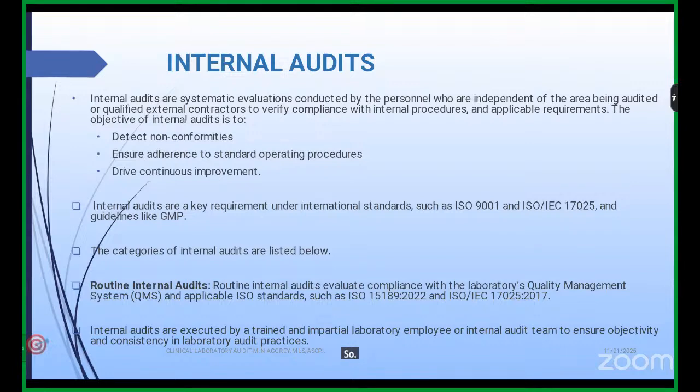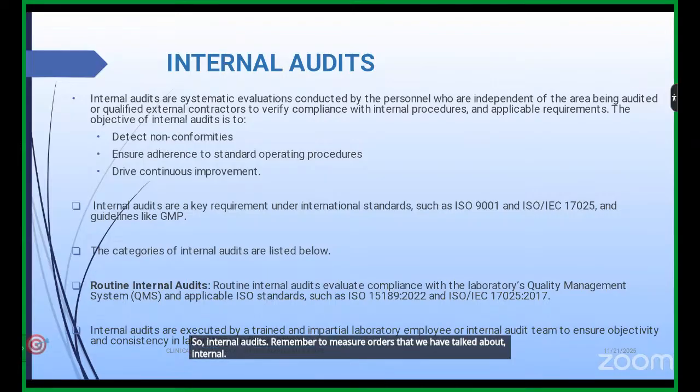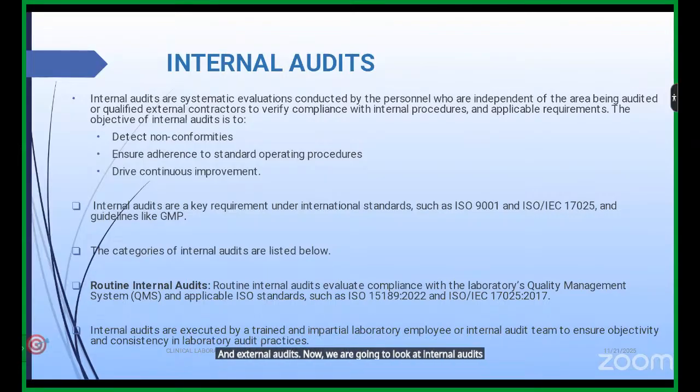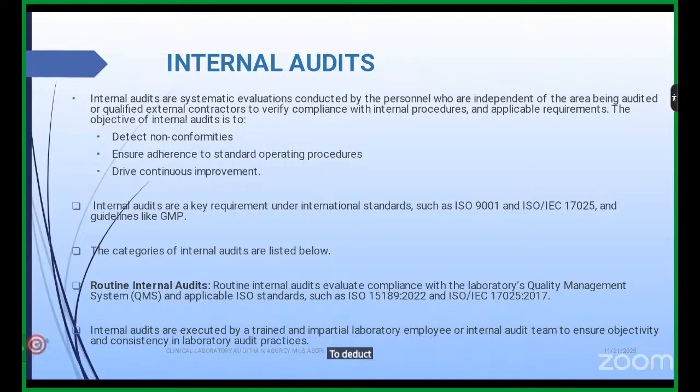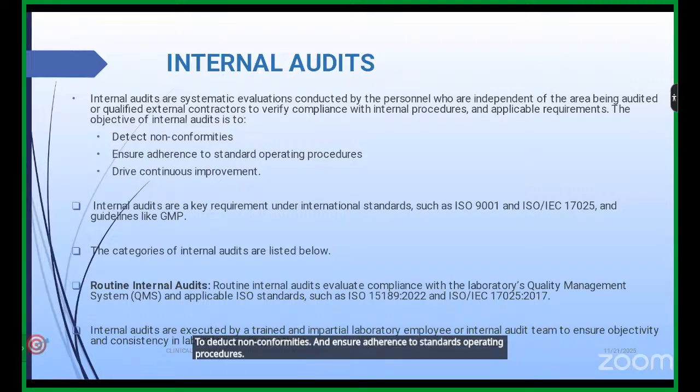So, internal audits. Remember the two major audits that we have talked about, internal and external audits. Now we are going to look at internal audits. Later, this will be followed by external audits. Internal audits are systematic evaluations conducted by personnel who are independent of the area being audited, or qualified external contractors, to verify compliance with internal procedures and applicable requirements. The objectives of internal audits are to detect non-conformities, ensure adherence to standard operating procedures, and drive continuous improvement.